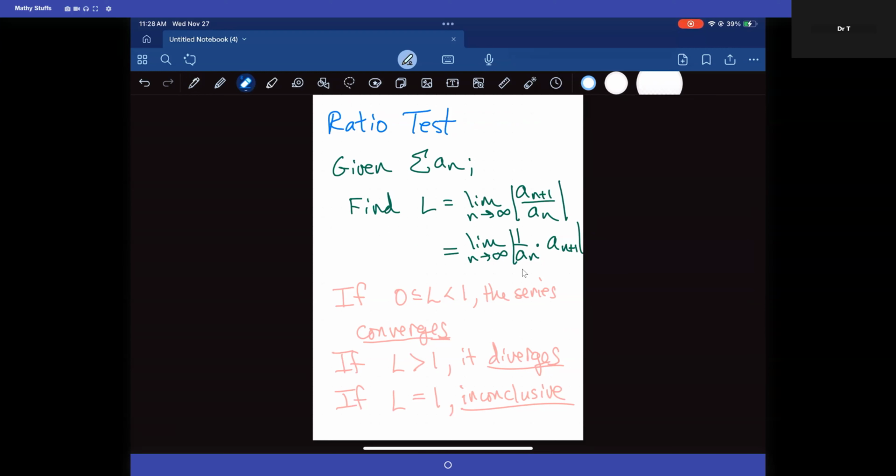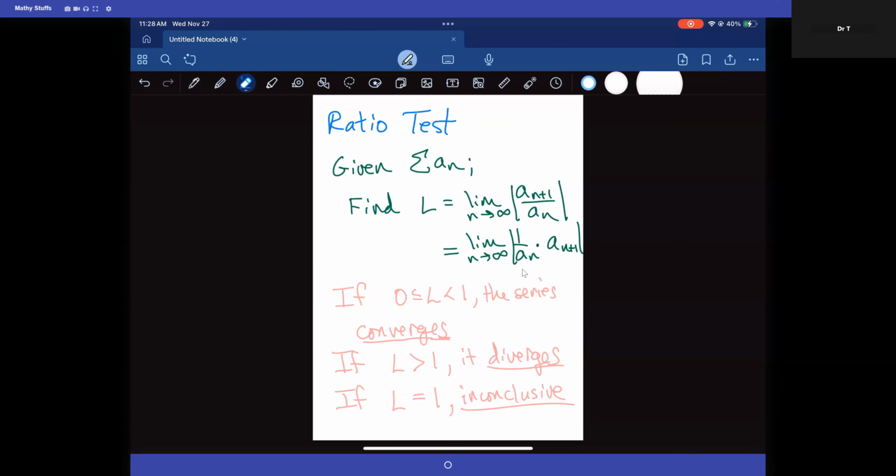But let's look at how we use this. We compute that limit. That's going to be some number. It's going to be a non-negative number because we're slapping absolute values on there. So if we have minus signs or anything like that, we're going to strip those off and compute that limit. So that's going to be a non-negative number. So if that number, L, is less than 1, the series converges.